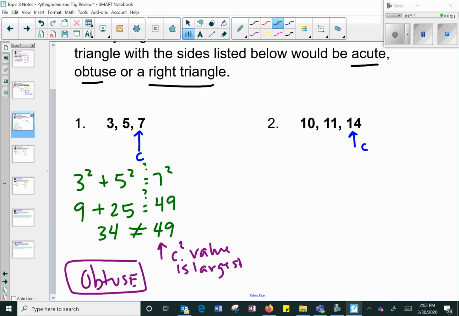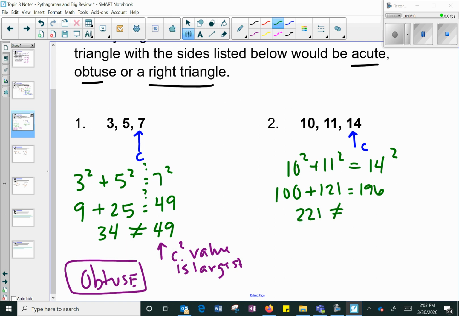So number 2, same process, 10 squared plus 11 squared. Does it actually equal 14 squared? Well, let's check it out. 10 squared is 100, 11 squared is 121, and then 14 squared, for those of you who don't know your perfect squares yet, is 196. When you add these two, you get 221, which does not equal 196.